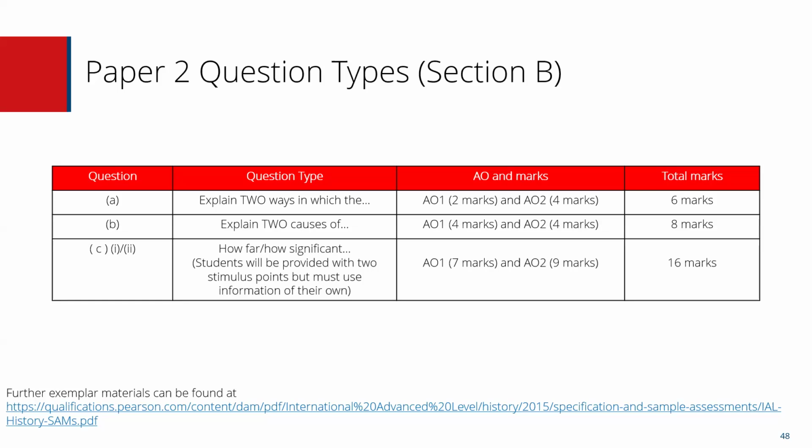And the C question, how far or how significant. So they will have two stimulus points, but they are expected to use information of their own. So AO1 on the C question is 7 marks, with AO2 9 marks. So again, I know I'm banging a drum on this, but seriously, it's so worth it. The exemplar materials. So click on that link on your download, in your own time. I don't do it now because I wouldn't want you taken out of the meeting.